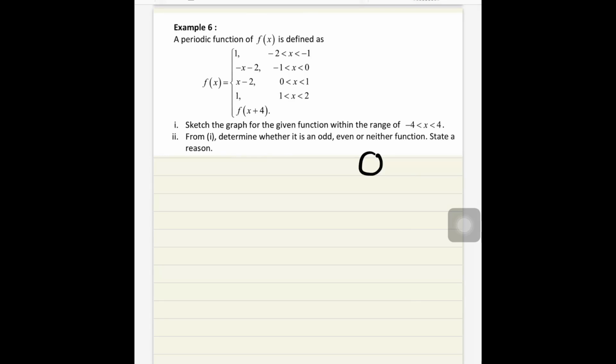Okay guys, welcome back. In this video I'm going to proceed with the second example on even function. Now consider the following piecewise function of f(x).